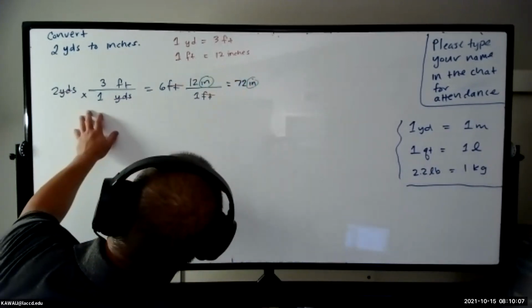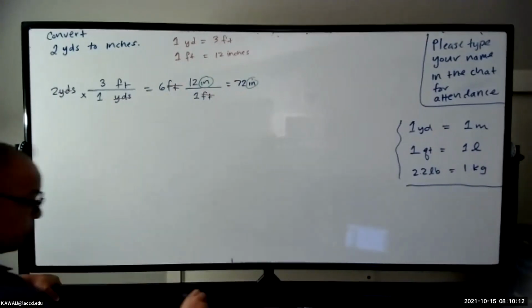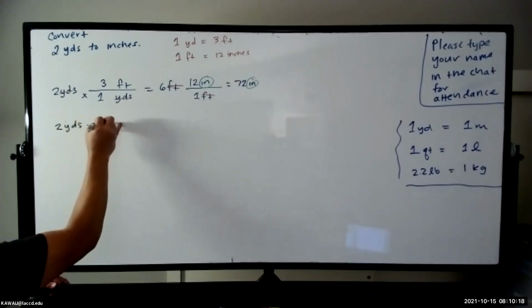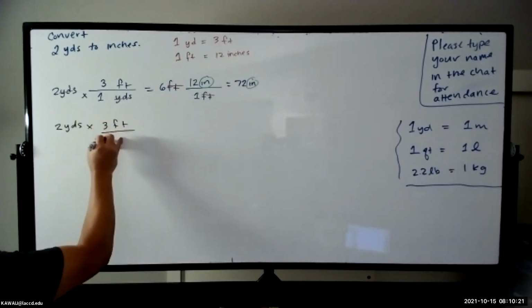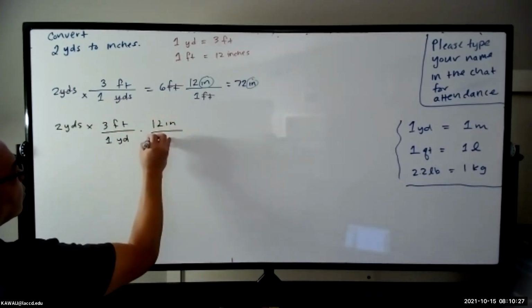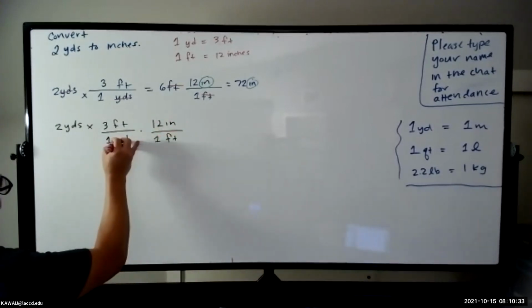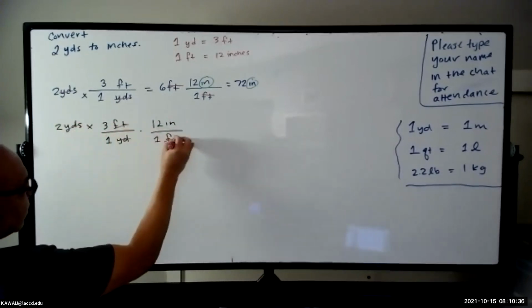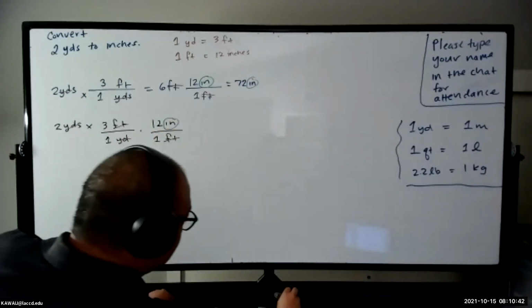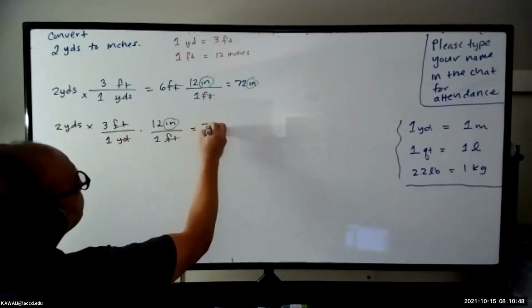Now, what some people do is they don't actually write the 6 feet. They'll go all the way across: 2 yards times 3 feet over 1 yard times 12 inches over 1 foot. And the reason why they did this is because this cancels, this cancels, and this is the unit that I have left over. So my answer is 2 times 3 times 12 is 72 inches.